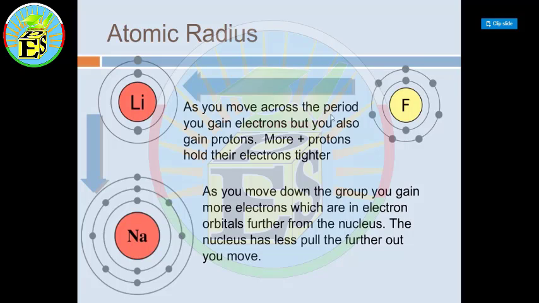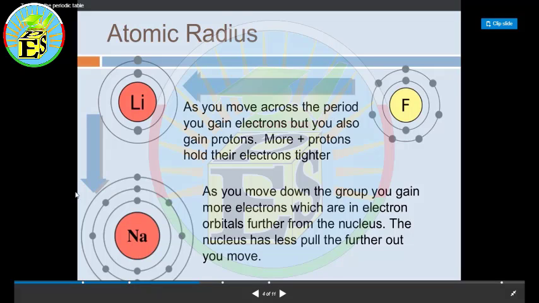As you move down the group, electrons are increasing and their shells are also increasing. If you can see those shells, 1 2 3, more shells means a bigger size. Fewer shells means a smaller size. So that was the trend about atomic radius.